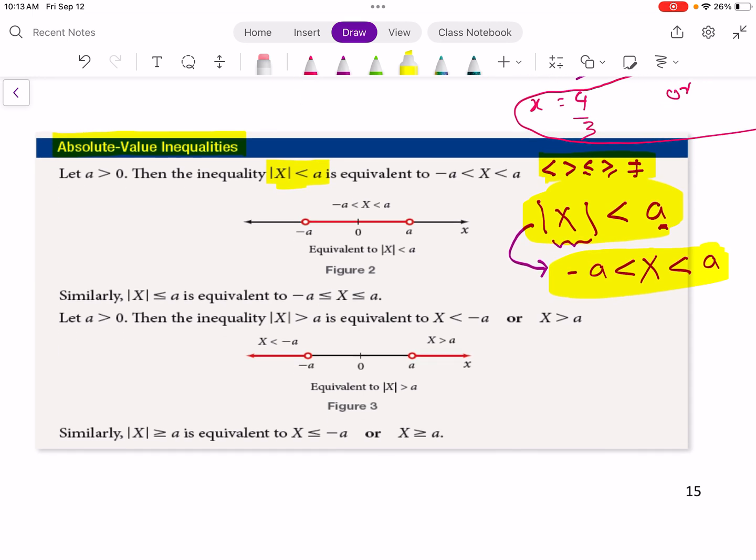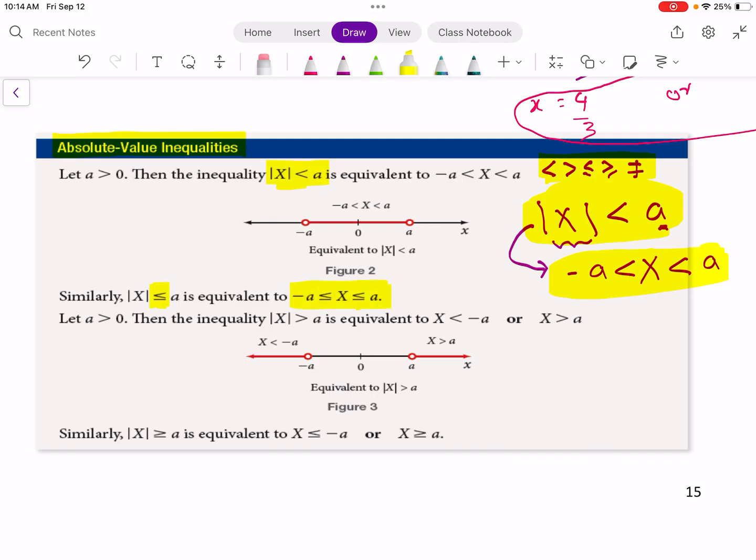Now yes, that is the next definition. If you have less than or equal to, then the only difference here is that you will have greater than or equal to and less than or equal to. Okay, the definition is exactly the same. If you have equals to, make sure you have equals to.